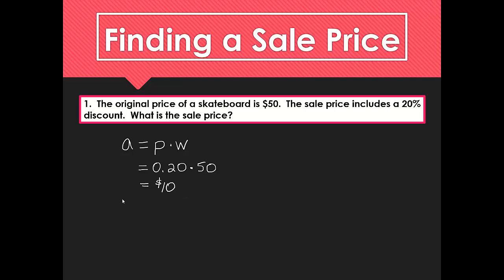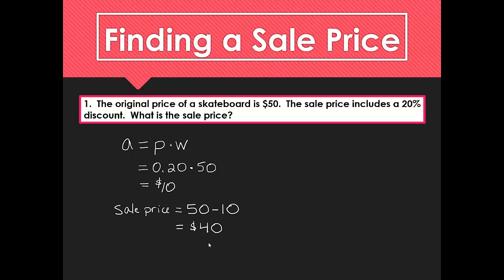We want to know the sale price. So in order for us to find the sale price, we need to take the original price, which was $50, and subtract the discount, which is $10. And $50 minus $10 is $40. So if we have a skateboard that's $50 and it's 20% off, the sale price will be $40.